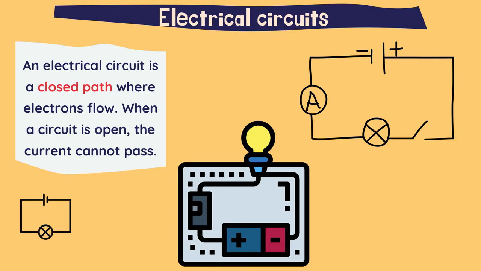And last, electrical circuits. An electrical circuit is a closed path where electrons flow. For example, this small electrical circuit is a closed path. Electrons can go all over the circuit. When a circuit is open, like here on the right, the current cannot pass.